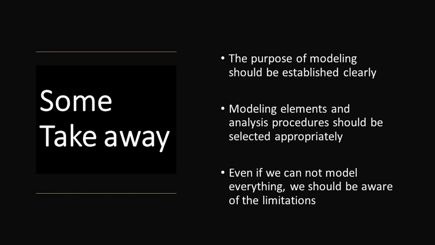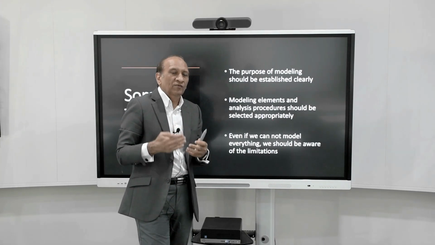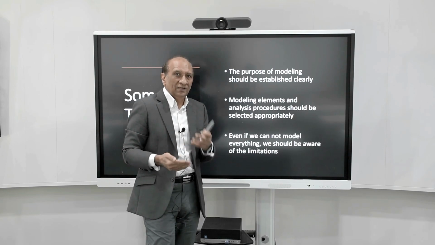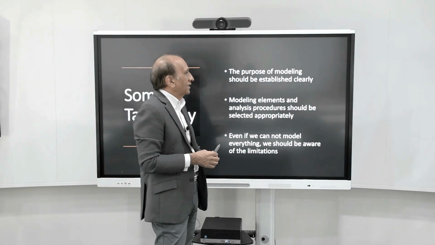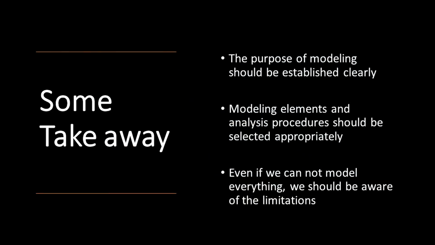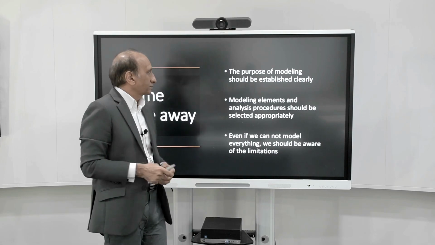The important thing to remember is that we should look at the purpose of modeling. As you can see, depending upon what we want, we need different models. If only gravity load, maybe a simple model. If horizontal and other loads, then it's a different model. Modeling elements and analysis procedures should be selected appropriately. So we should pick the procedures that are right for the problem that we are trying to solve. Don't overkill it and don't underkill it.